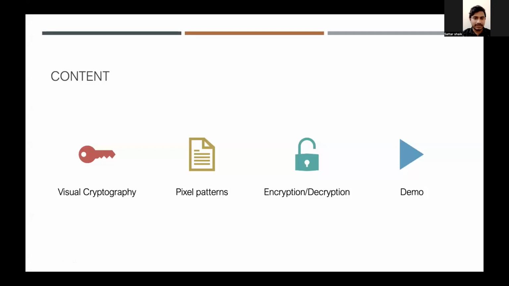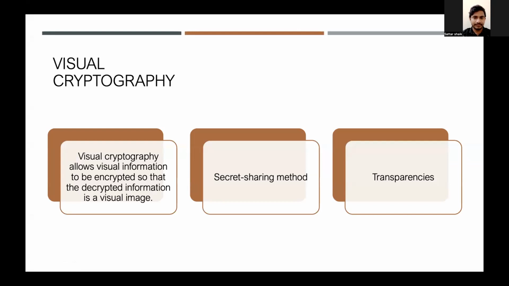So the contents are visual cryptography, pixel patterns, encryption or decryption, and also we have a demo. So visual cryptography means it allows visual information to be encrypted so that the decrypted information is a visual image. So to share this image, we have the secret sharing method. After that, we use transparencies.